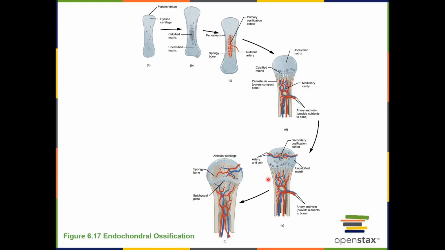Now we have the mature structure of a long bone, the structure that is present at birth, where there's still hyaline cartilage present at the epiphyseal plate, and at the end it has the articular cartilage to cover the joint surface.